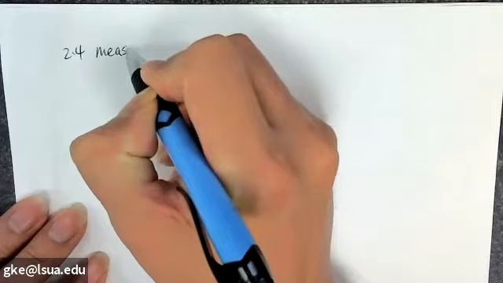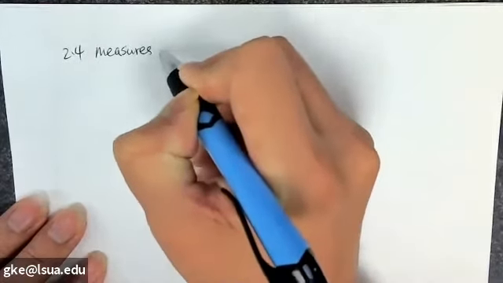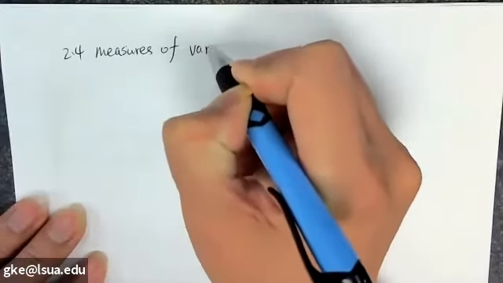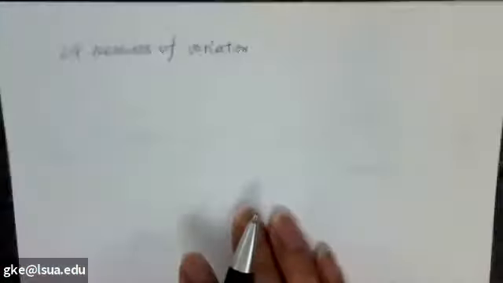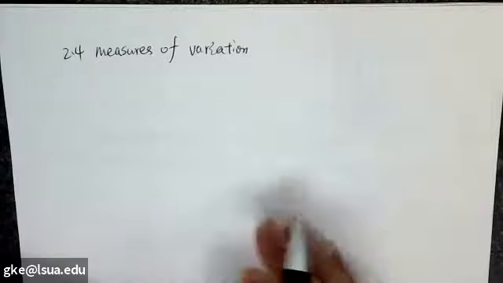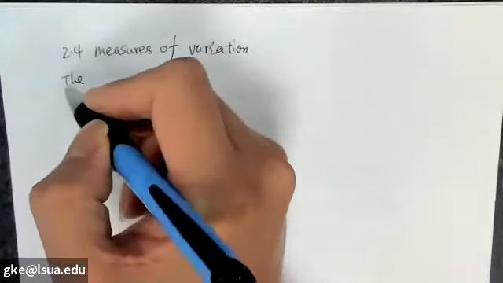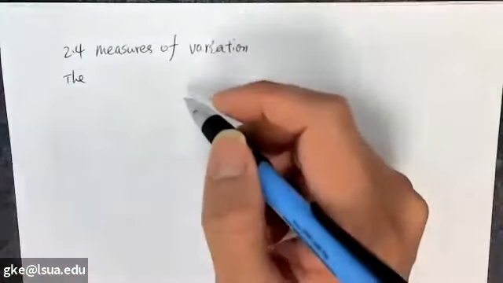Measures of variation. Okay, so the first things, let's take a look. The first terminology, deviation.